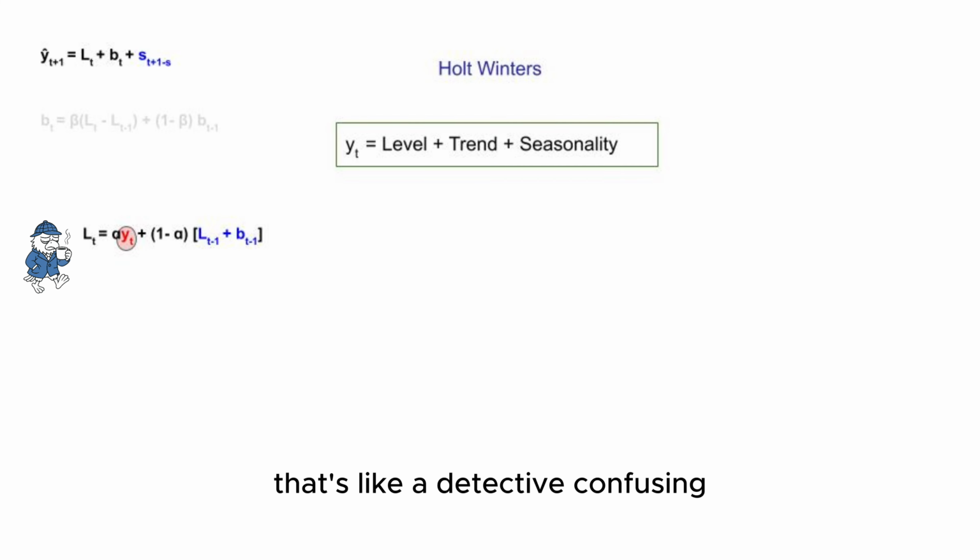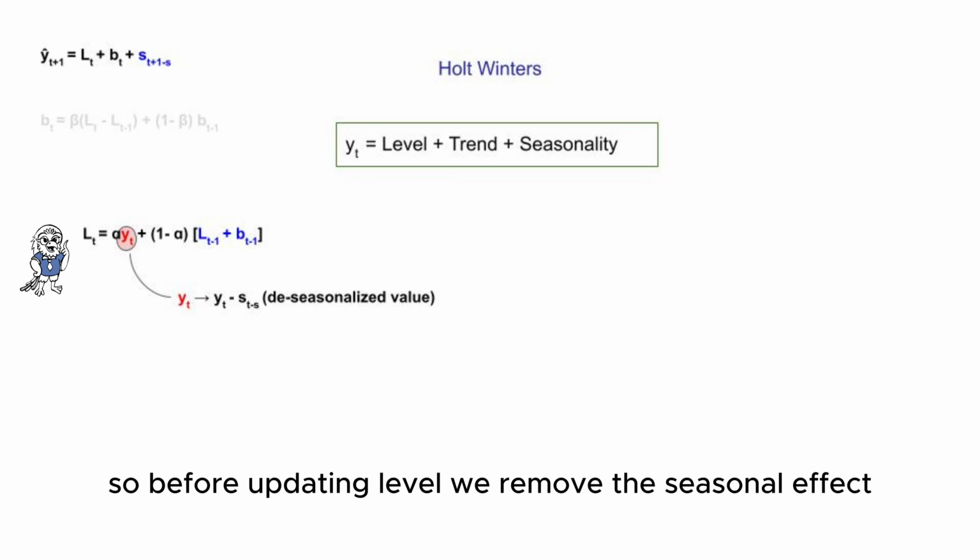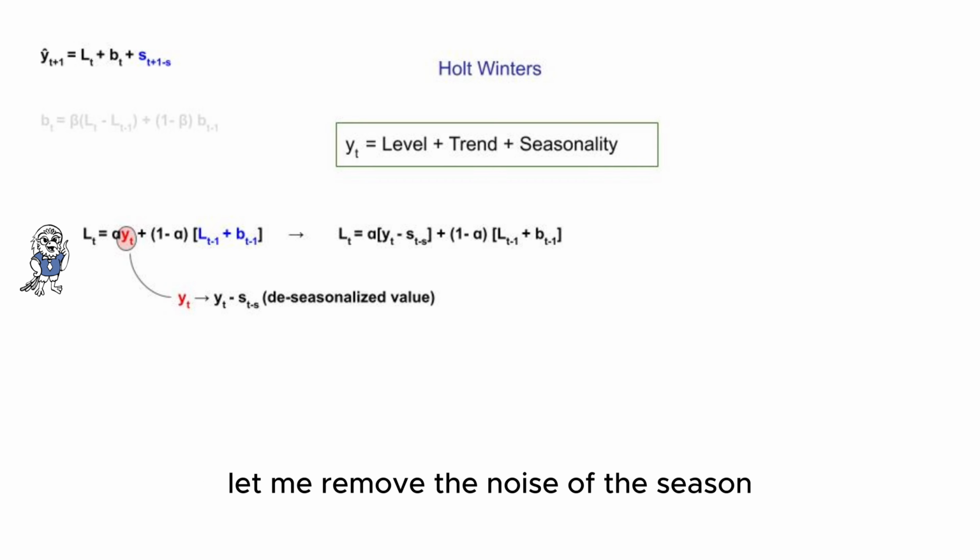That's like a detective confusing a festival crowd with the real population. So before updating level, we remove the seasonal effect. Now the detective says, let me remove the noise of the season and look at the true signal.